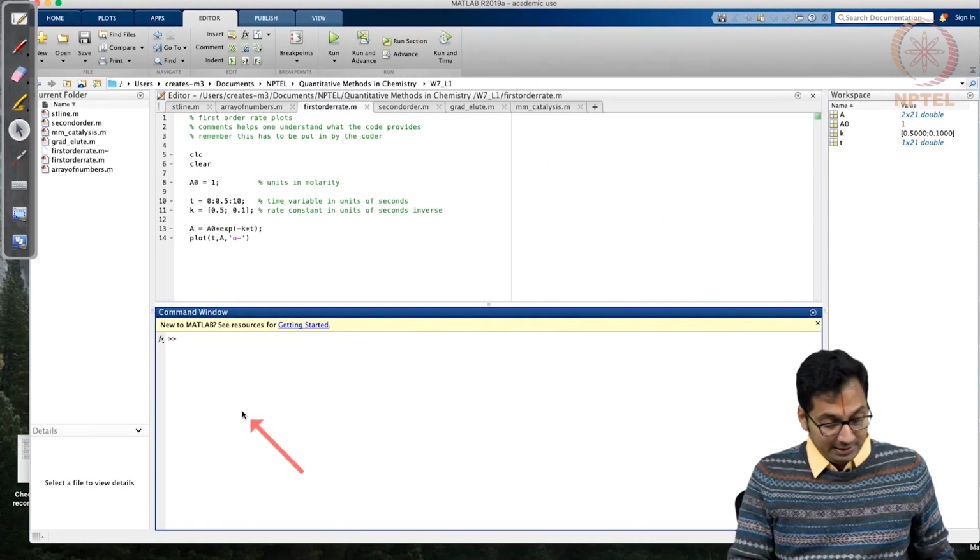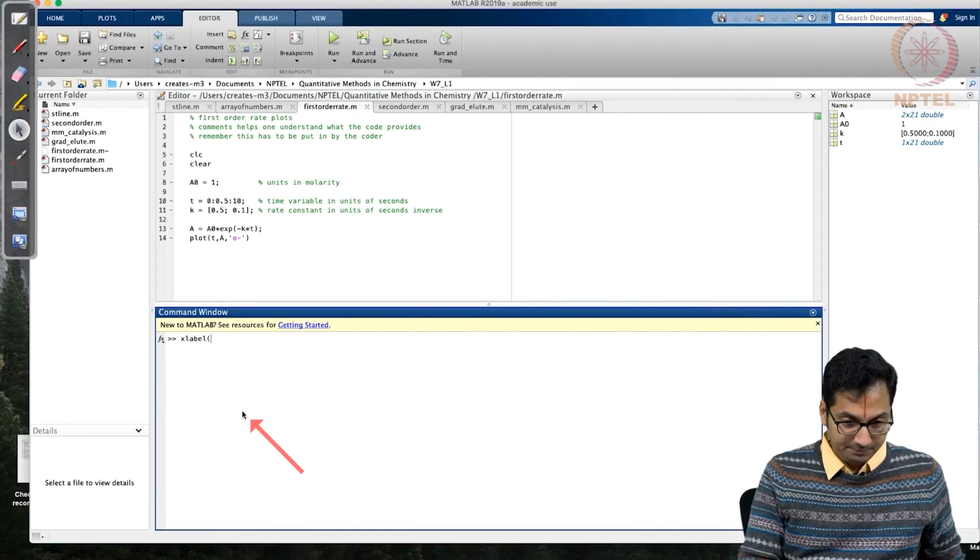Okay, one can always add an x label, time in seconds.